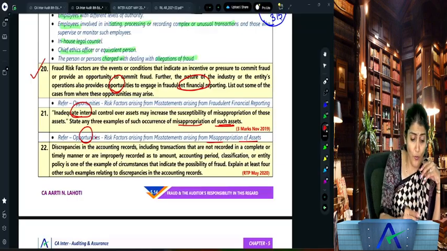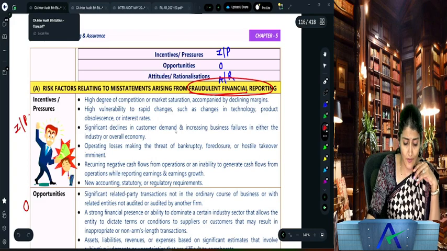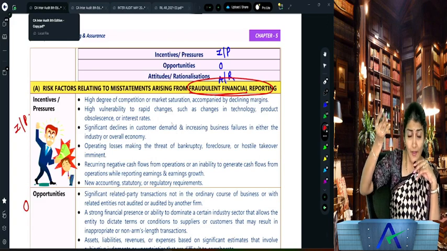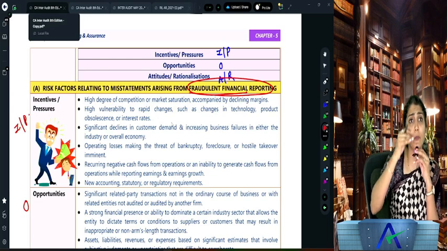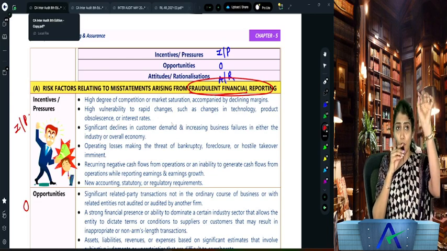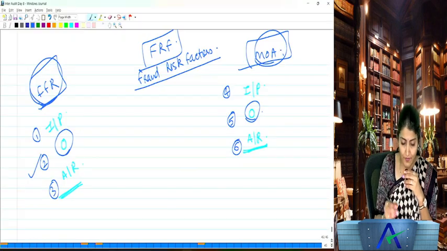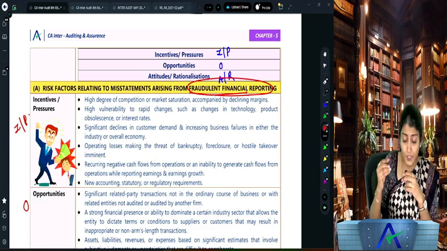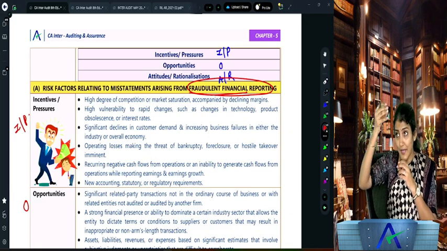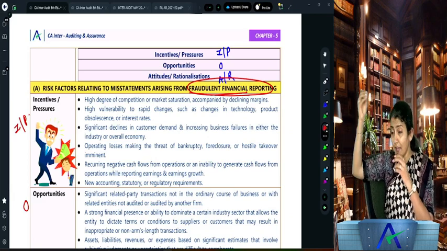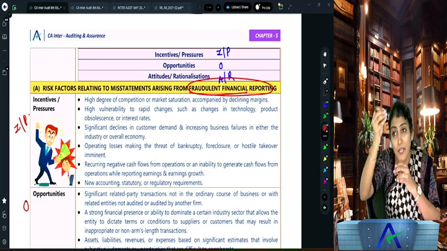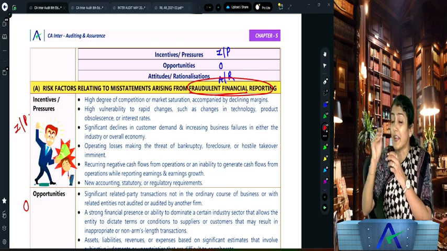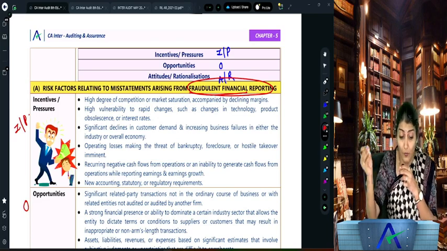Okay, right. Now we need to discuss these risk factors. Obviously for each of the 6 factors, for the first factor, what should be the question in your mind? Management is doing accounting fraud. What is the incentive they have, or what is the pressure that they are having because of which they are doing fraud in the accounting? So what is the pressure?